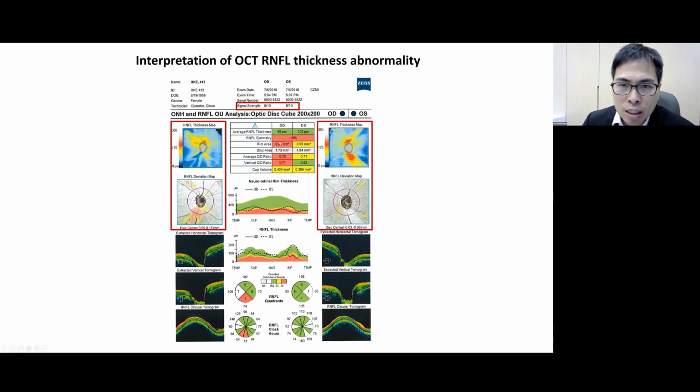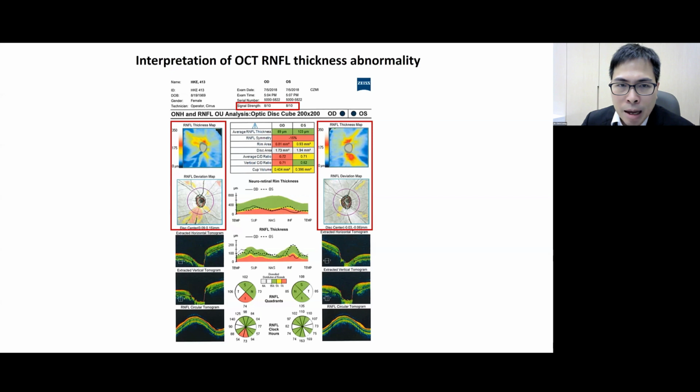So compared to the left eye, you can clearly now appreciate there is less red, or in general blue, over the infratemporal sector of the optic disc. So this indicates loss of the retinal nerve fiber layer.